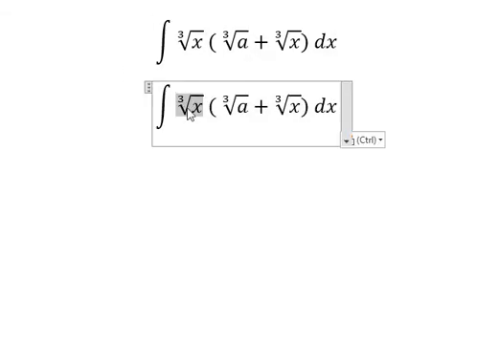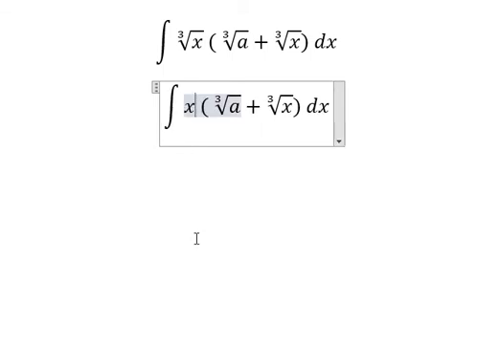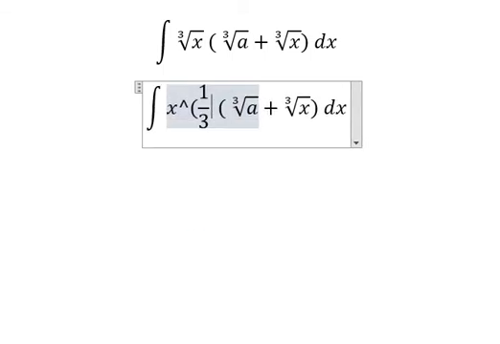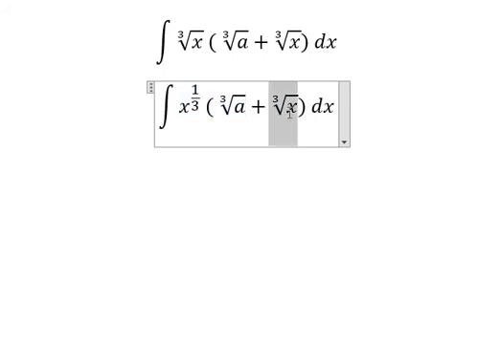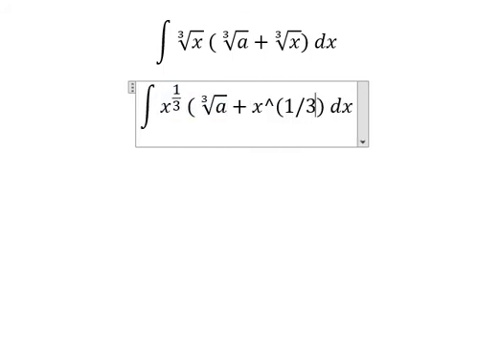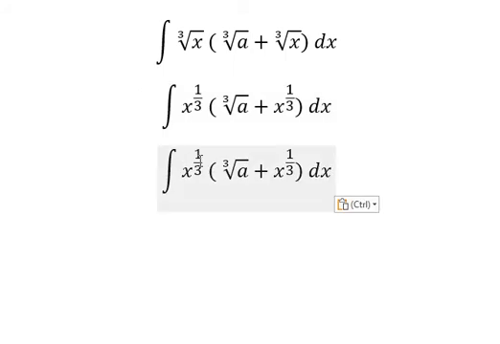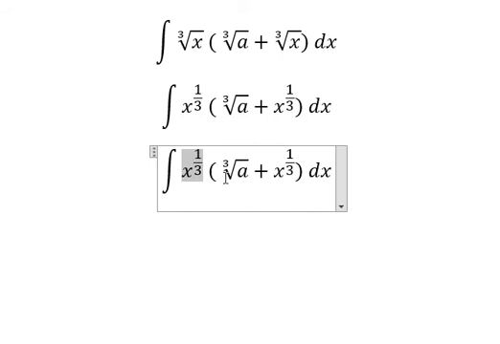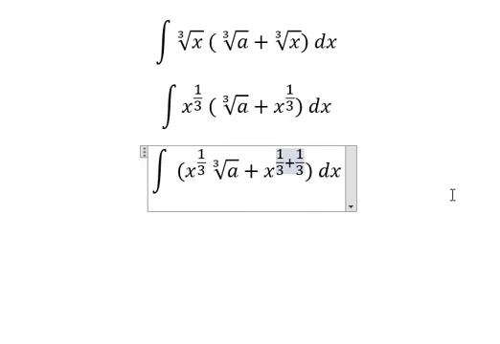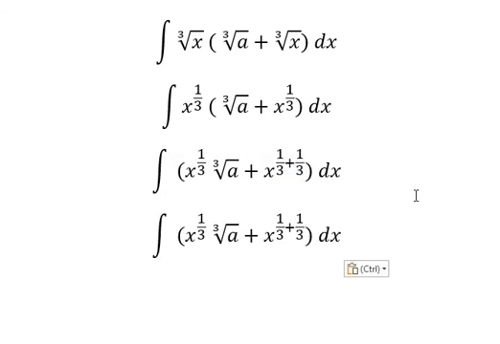About this one, the cube root we can change into s to the power of 1 over 3. Similar for this one. Next, this one multiplied by this one and this one. So this one we have 2 over 3.